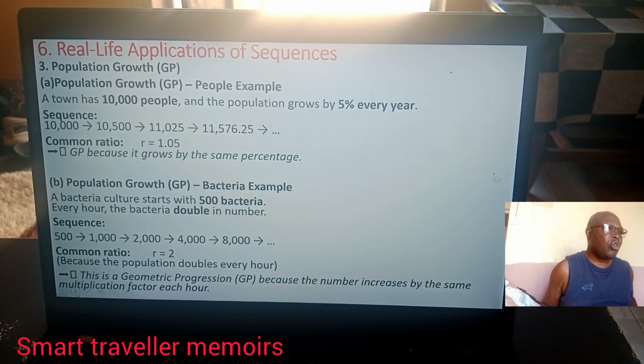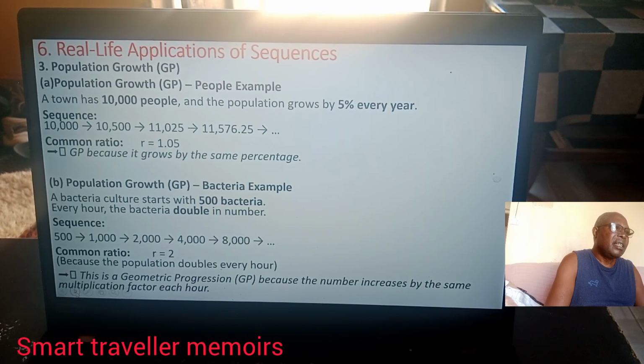B, population growth, bacteria. A bacteria culture starts with 500 bacteria. Remember, these are very dangerous to our health. Every hour, the bacteria doubles in number. I'm saying they are dangerous, but some are useful because we have bacteria in our stomachs. The sequence is 500, 1,000, 2,000, 4,000, and 8,000. Common ratio here is 2 because the population doubles every hour.